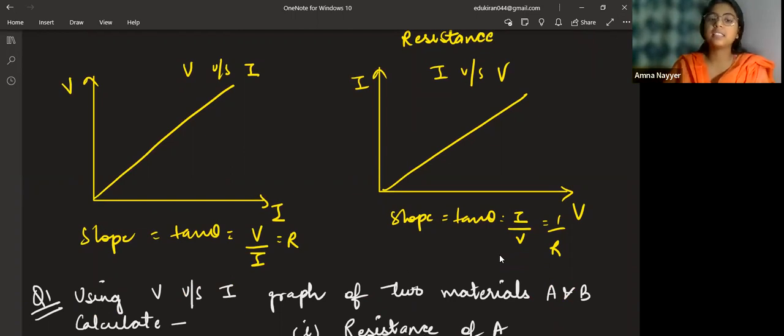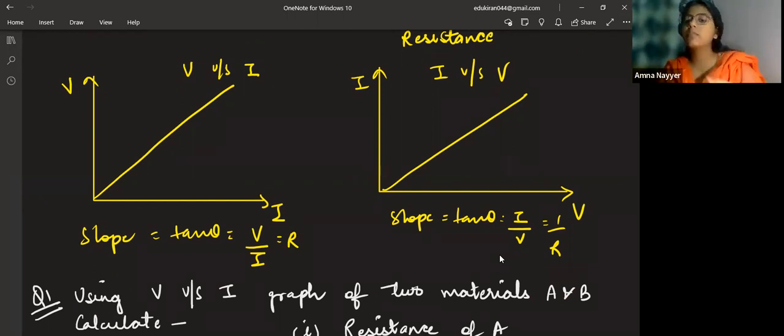It's just that, class, you have to pay attention whether it's a V versus I graph or an I versus V graph. Because both the options will be there in the answers, and that will be confusing. When it is a V versus I graph, you calculate the slope, tan theta, and that will give you the resistance, right?